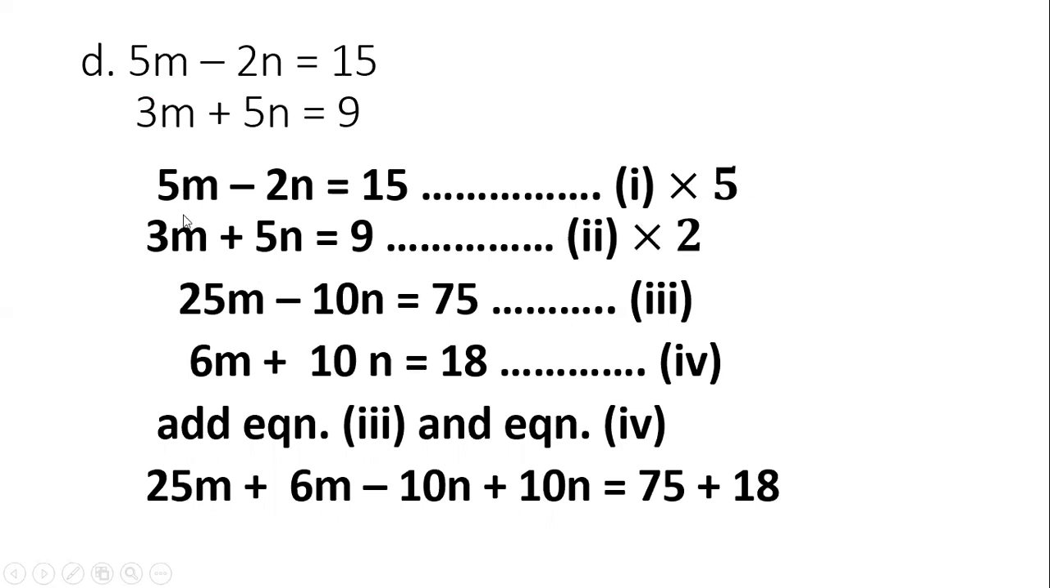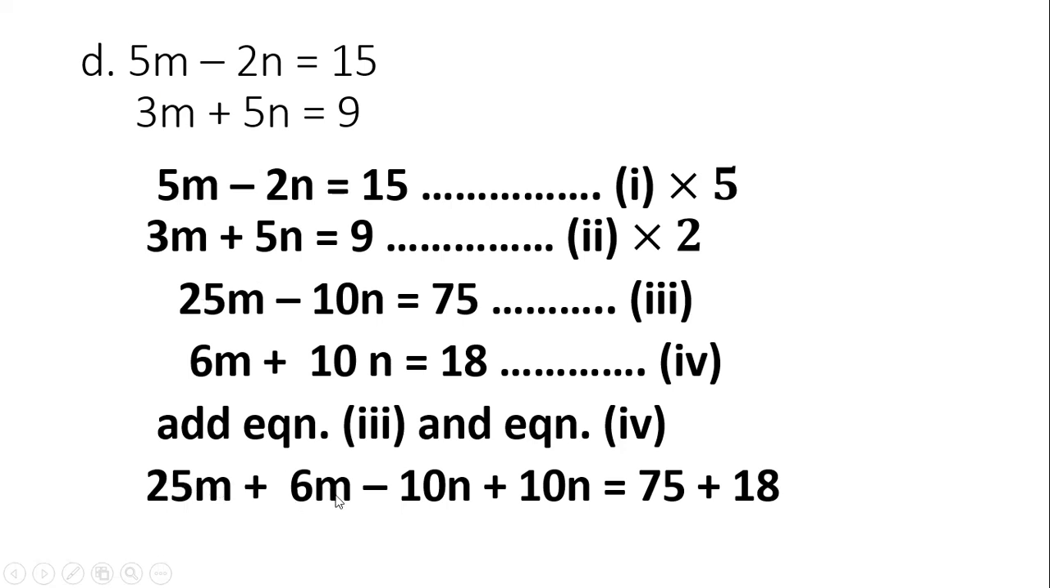So multiplying equation 1 by 5: 5 times 5m, 25m. 5 times minus 2n will give us minus 10n. 5 times 15, 75. Equation 2 multiplied now by 2 gives us equation 4. 2 times 3m will give us 6m. 2 times 5n will give us plus 10n. Then 2 times 9 will give us 18. So you have different signs now, so addition. Adding equation 3 and equation 4, we have 25m plus 6m, minus 10n plus 10n, 75 plus 18.